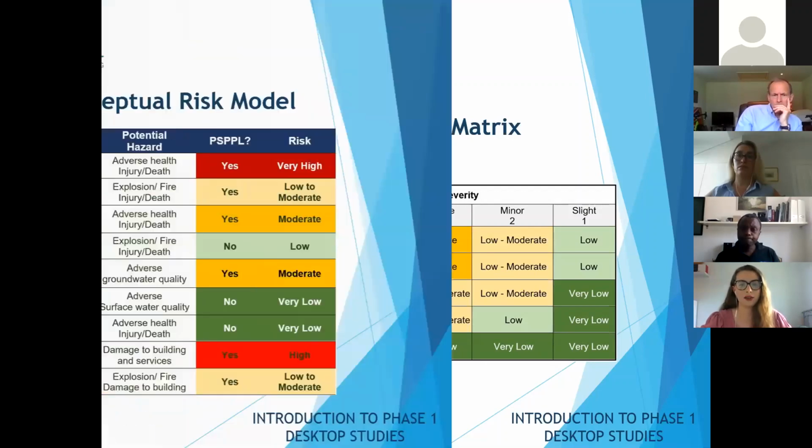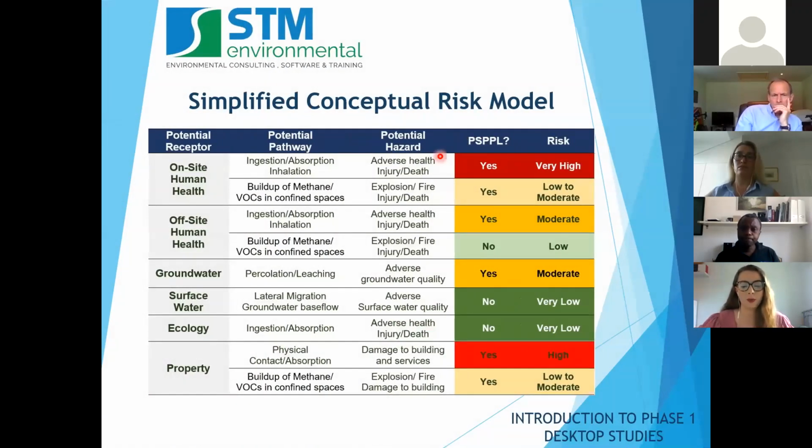The contamination matrix leads on to the conceptual risk model, which classifies the risk into levels depending on the combination of these outcomes. This table shows a simplified version, and if I take, for example, on-site human health, this would be the occupiers of the residential dwellings. The potential pathway could be by ingestion or build-up of methanes or VOCs, which can cause explosions for methane or can be harmful if breathed in for VOCs. And then the potential hazard would be some health issues, death or explosion causing death, and therefore the risk would be very high.